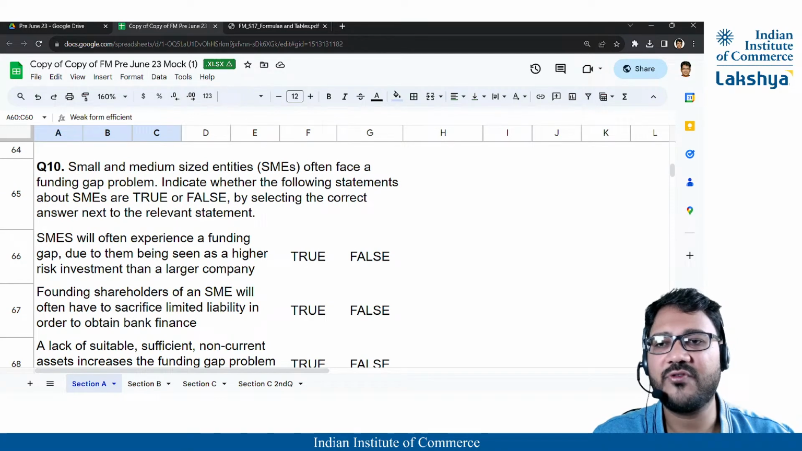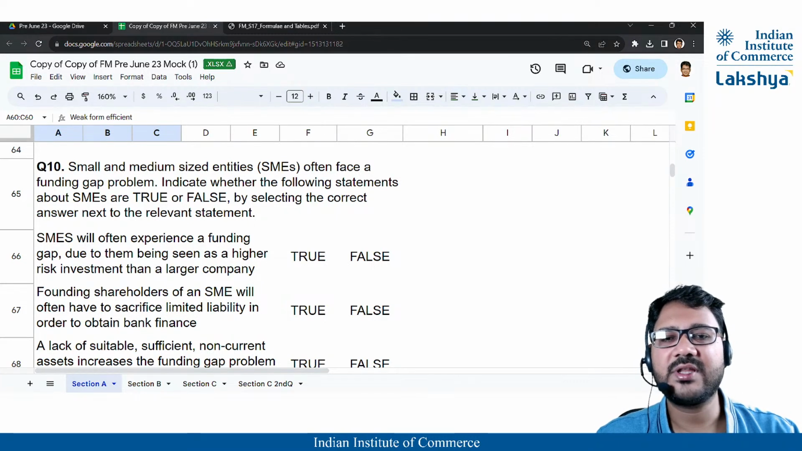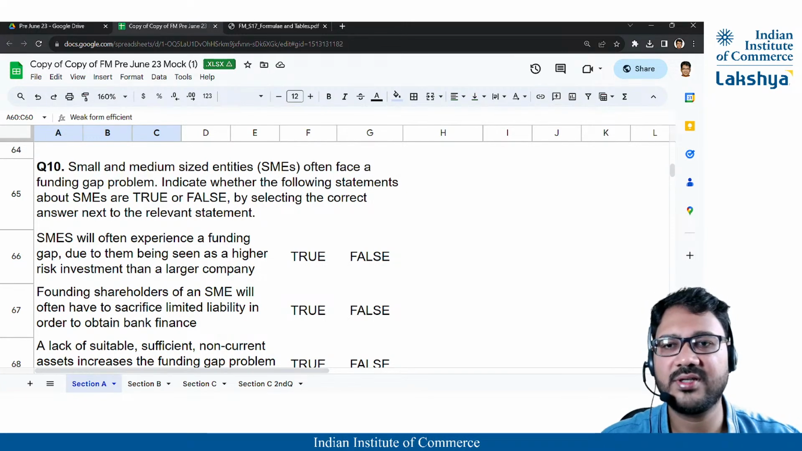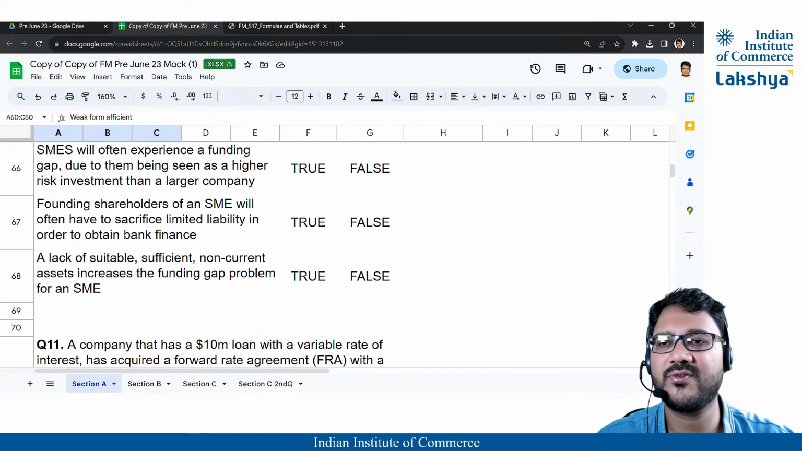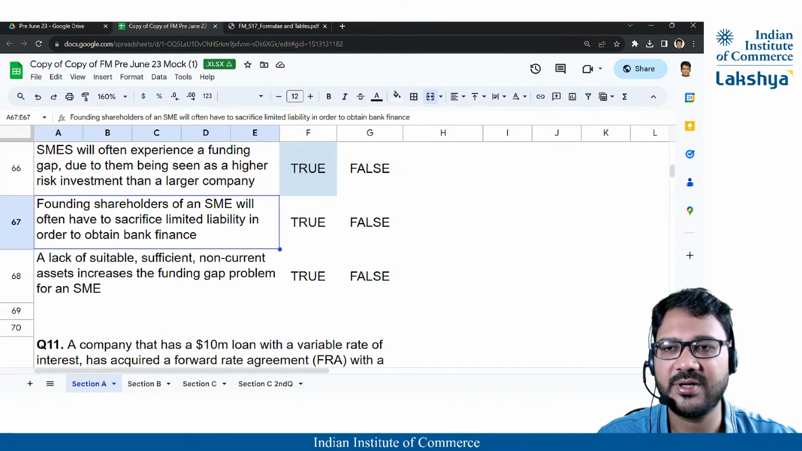Now, SMEs often face a funding gap problem. Funding gap means they are not able to get whatever their funding requirements are. Therefore, there is a gap. Indicate whether the following statements about SMEs are true or false by selecting the correct answer next to the relevant statement. SMEs will often experience a funding gap due to them being seen as a higher risk investment than a larger company. Yes, they are small companies, they are riskier because there is no proven track record, experienced management, all of that. Founding shareholders of an SME will have to sacrifice limited liability in order to obtain bank finance.